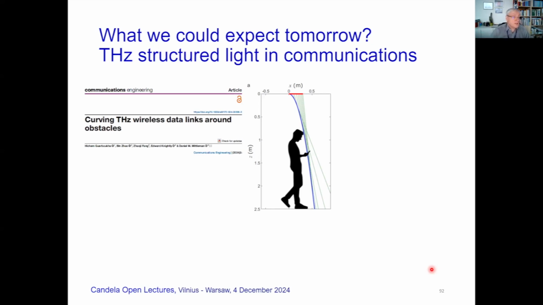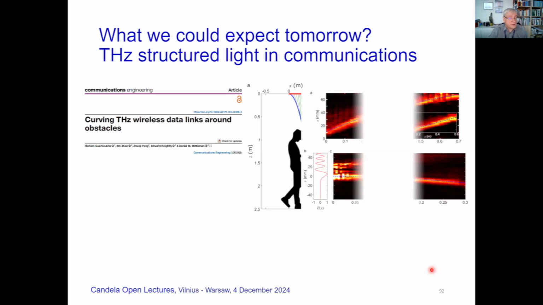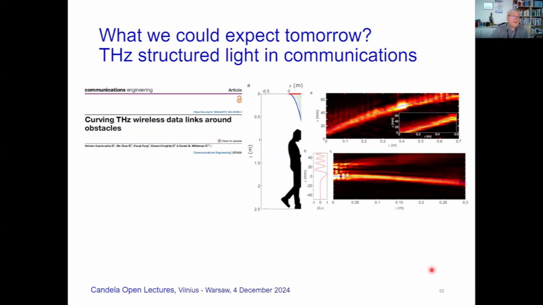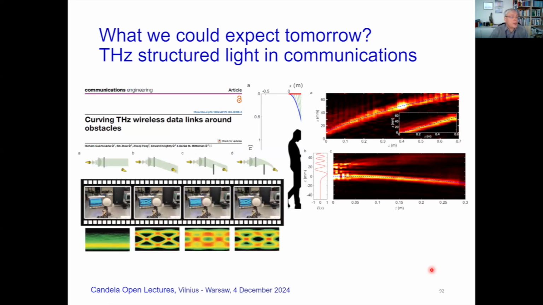They illustrated curving Terahertz wireless data link around obstacles, and the range was 2 meters and 70 centimeters here, and they recorded very nice tracks showing that in fact Terahertz structured light can be an option for Terahertz communications, and here is good indication for that one. The illustration was provided by measuring communication using linear phase zone plate and cubic phase plate, which is best.